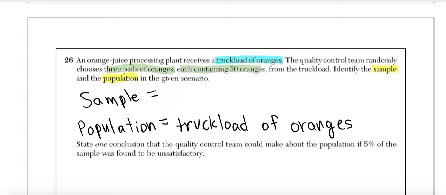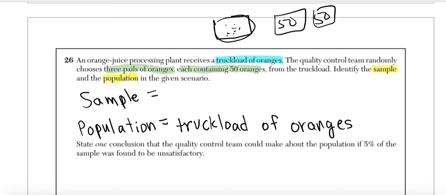So we identified the population. The sample is just the 3 pails of oranges. There are 3 pails of oranges, each containing 50. So this is a pail, and there are 50 oranges in each pail. That's 150 oranges altogether. So it's just the oranges in the 3 pails.